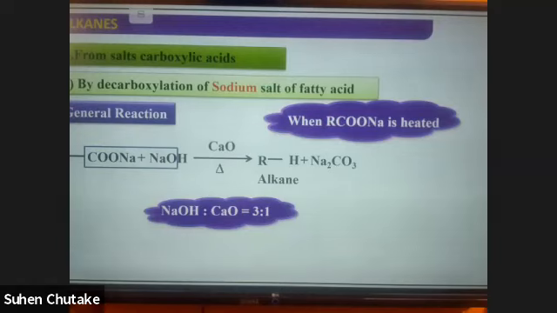This is the reaction which we have just done, and you all have practiced also. You all were struggling to prepare propane from sodium butanoate. Correct? Got it till here? Yes, sir. Come on, next.